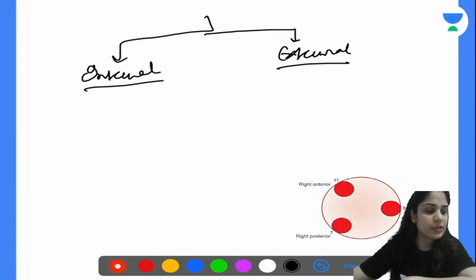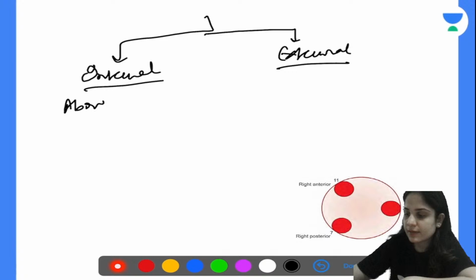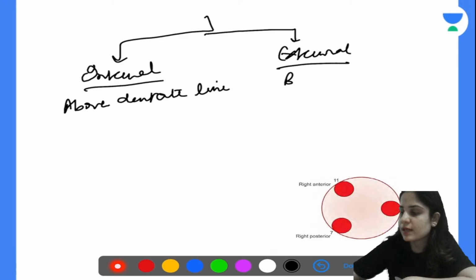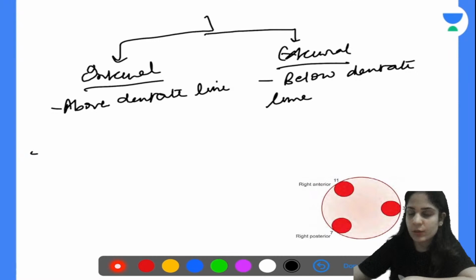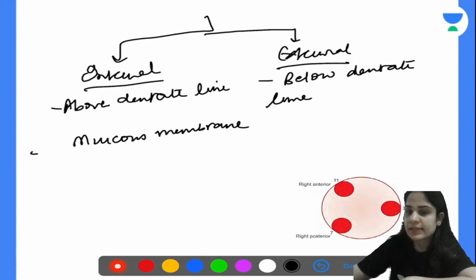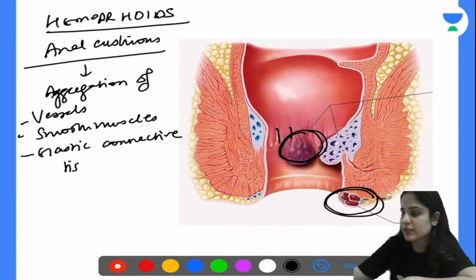So your internal hemorrhoids, what is the problem? You are having anal cushions above the dentate line. Your external hemorrhoids are below the dentate line. Okay, then these internal hemorrhoids are covered by mucous membrane, and your external hemorrhoids are covered by skin. Okay, you can see it from the picture over here. Your external hemorrhoid is covered by skin, internal hemorrhoid is covered by mucous membrane. Alright, so these are your first two differences between hemorrhoids.